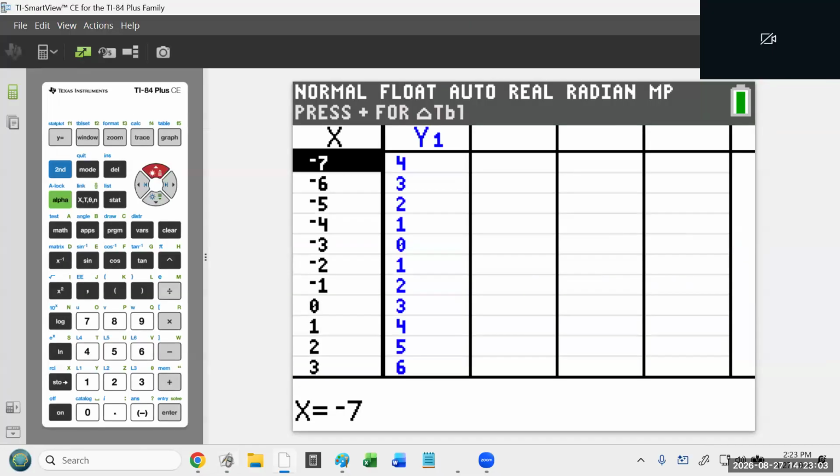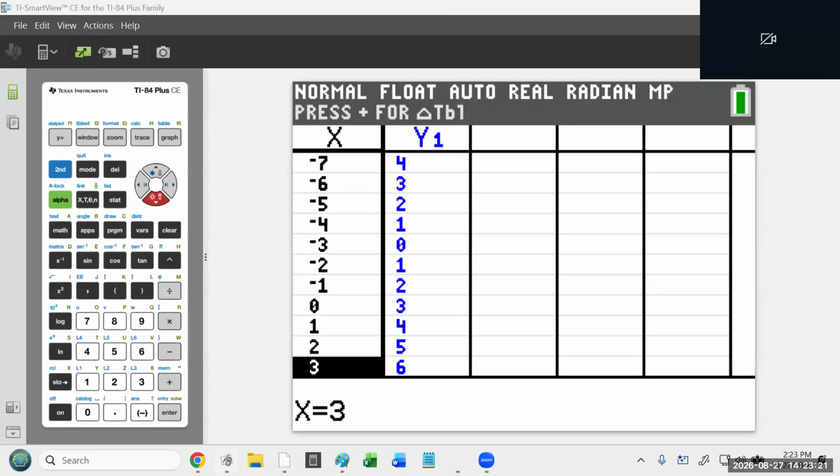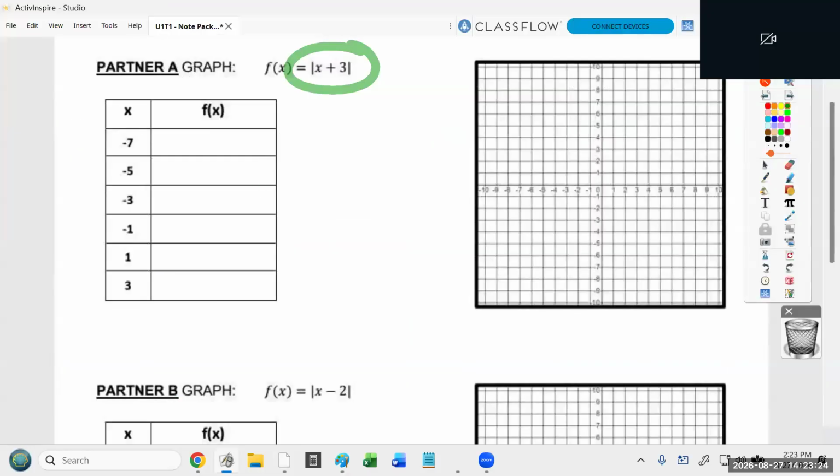So I want 4 attached to the -7. -5 has 2. -3 has 0, so I'm going to write 4, 2, 0. -1 has 2. +1 has 4. And 3, oh, did it go to 3? Yes, it did. 3 has 6. So it was 4, 2, 0, 2, 4, 6. Again, if you wanted to, you could have done the actual work yourselves, but I'm trying to take away that step. I'm trying to take away that work. And now I'm going to graph these points.